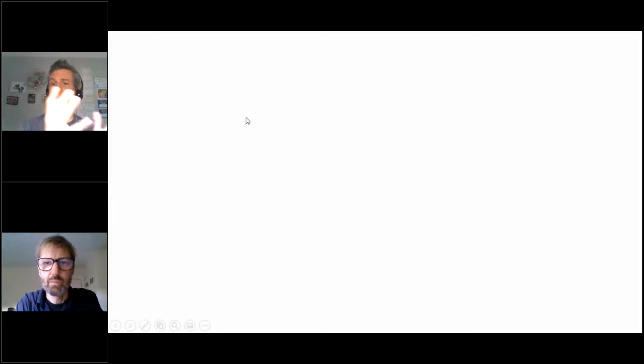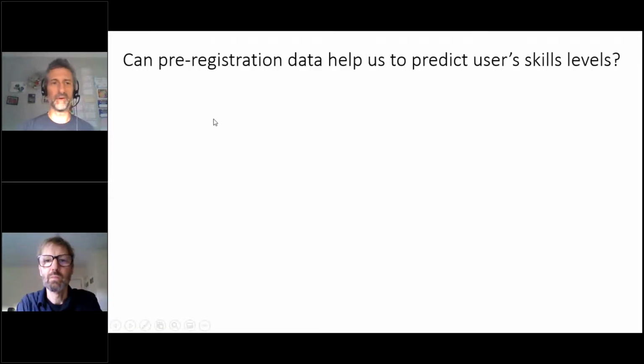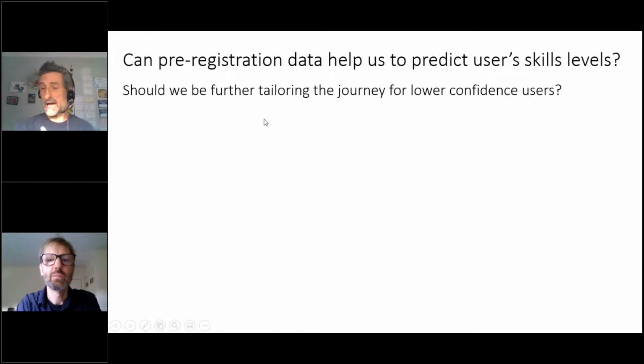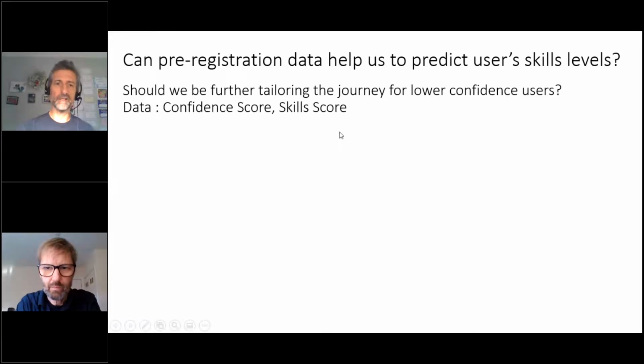So wouldn't it be great if some of our registration data predicted skills later on? So that was our question. Can pre-registration data help us to predict user skills levels? And also another question, a sub-question, is should we be tailoring the journey? So if there are people with very low confidence and therefore very low skills, should we be urging them to take a skills check so early in the journey? So what does the data say?